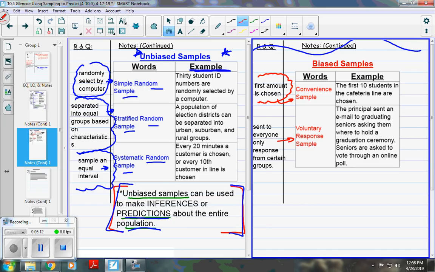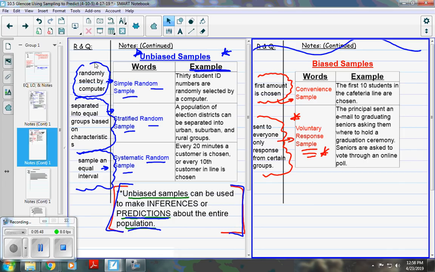The second biased sampling technique is the voluntary response sample, and this is the most dangerous and the one that gets used the most because it looks really good. An example is if someone sends an email out to everyone, it looks like we've asked everyone to take this survey. It turns out not everyone actually responds. So that is a very biased sampling technique. And we'll talk about why those people respond and why that ends up being biased.